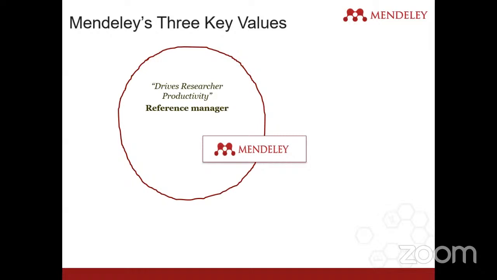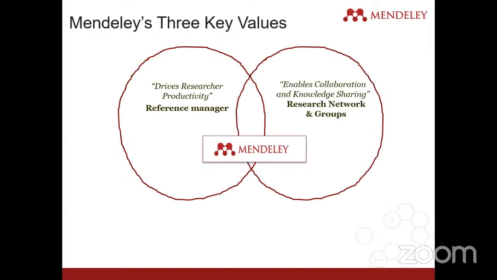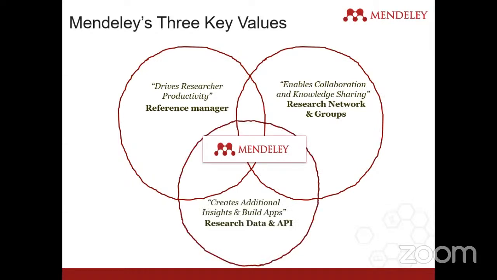I will discuss some highlights. Mendeley has three key values: drive, researcher, productivity. It is called a reference manager system. It enables collaboration and knowledge sharing, research networks and groups, and creates additional insight and builds research data through an API.